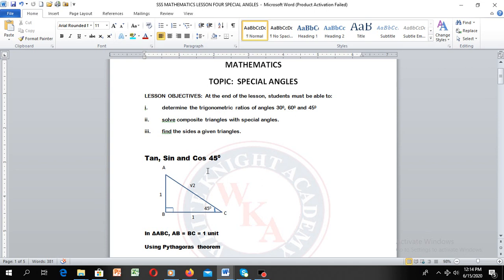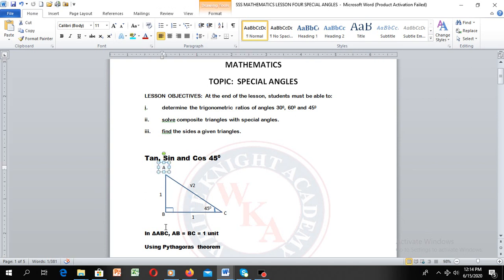Okay, so we're going to be starting with angle 45 degrees. We want to determine the trig ratios tan, sine, and cosine of 45 degrees. In order to do that, we're going to be considering a right angle triangle ABC, such that we assume that the adjacent sides of this right angle triangle are 1 unit each, and we are going to determine the value of the hypotenuse first.